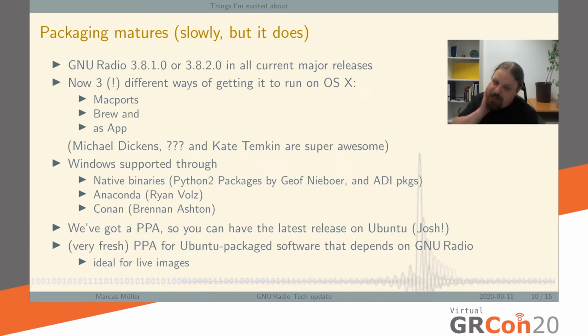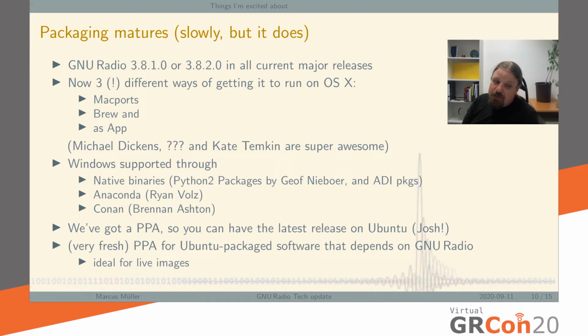machines. And what that entails is, as I said initially, GNU Radio 3.8 is available on every major Linux distro right now. So that's simply what you get if you apt install GNU Radio on Ubuntu 20.04. You can get a relatively recent, totally useful, absolutely supported GNU Radio. That's different from what it used to be. We have multiple different ways of getting GNU Radio onto things like OS X now. So like the years before, a shout out to Michael Dickens, who's maintaining the Mac ports, and Kate Temkin, who's maintaining a GNU Radio app there.